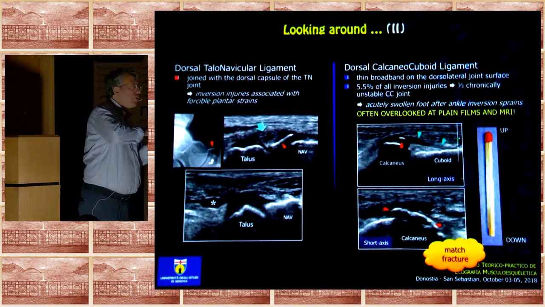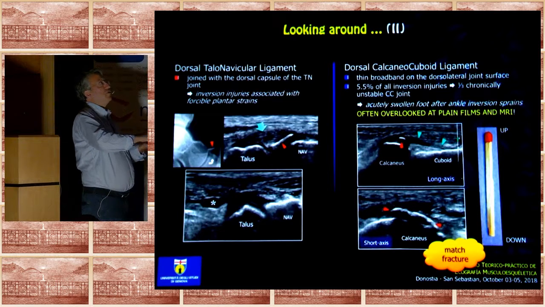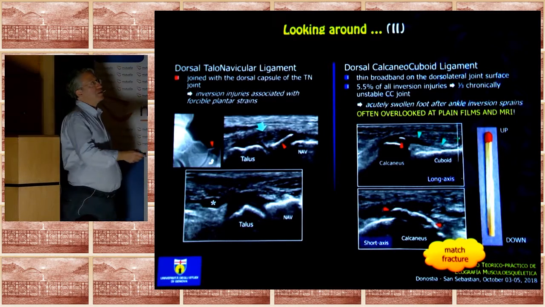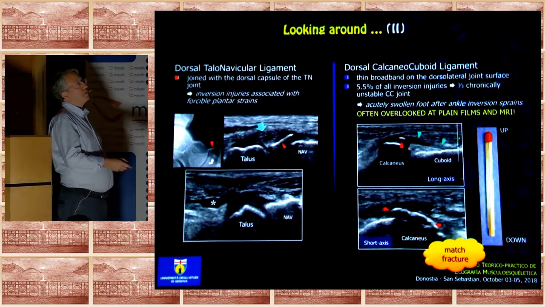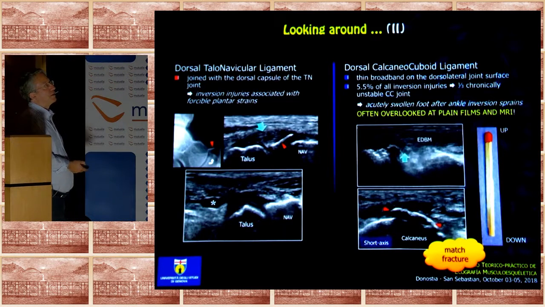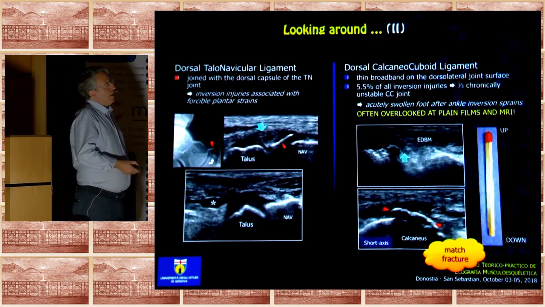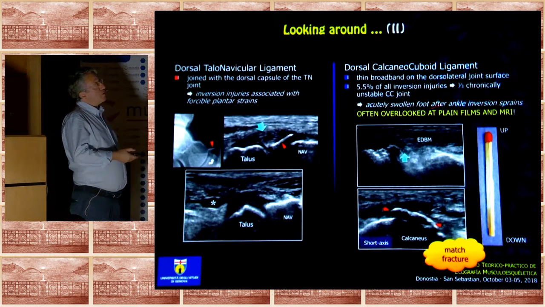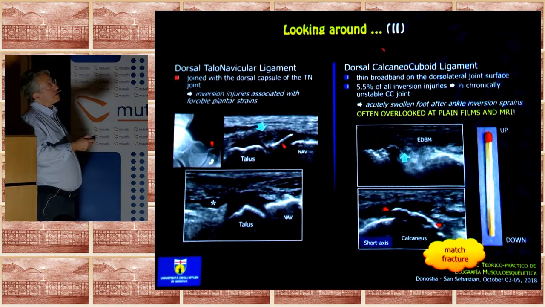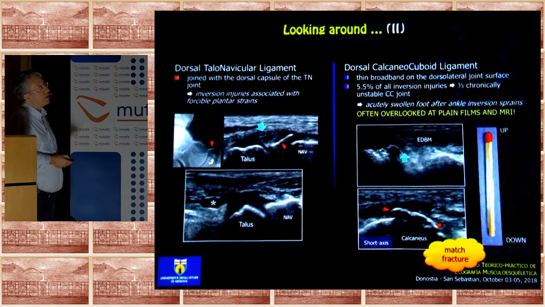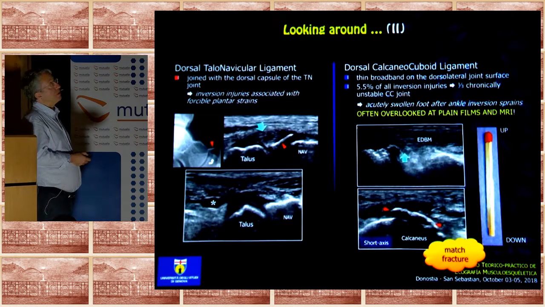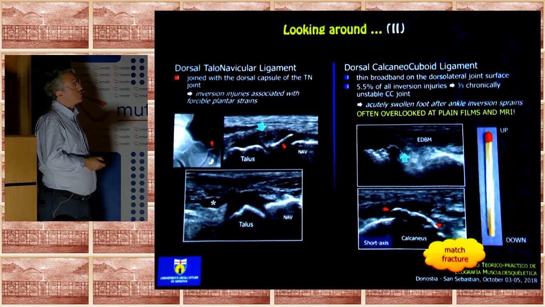So when you perform transverse planes on MRI, you don't see it. You see some edematous changes here, but you don't see the fragment, basically. It may be a very difficult diagnosis. And of course, if it's overlooked, in case of a ligament tear, you can also have some chronic instability at the level of the calcaneocuboid joint.